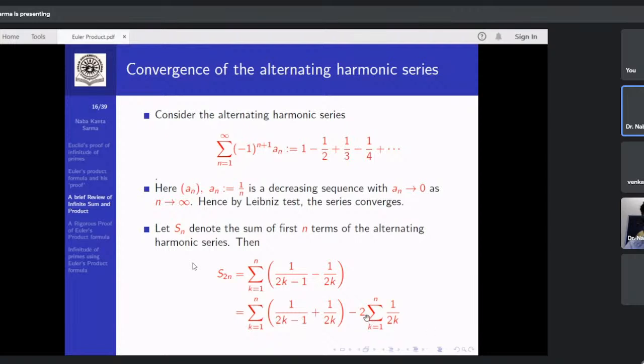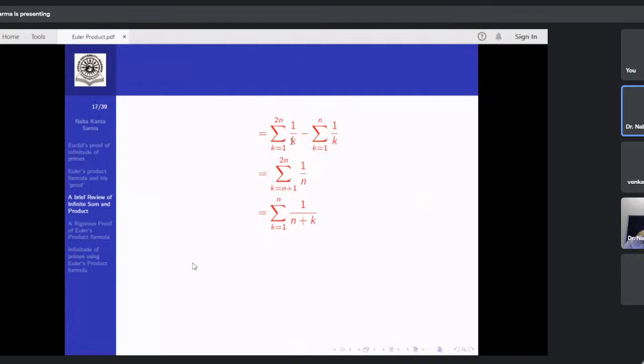And here these 2 and these 2 can cancel. So I will be left with the sum of the harmonic series with 2n terms minus the sum of the harmonic series up to n terms. What I will be left with is the sum from the (n+1)th term to the 2nth term. By a change of variable, in place of k starting from n+1 to 2n, I can start with k equal to 1, then this will be n+k. We get the same series. So then you see this limit.